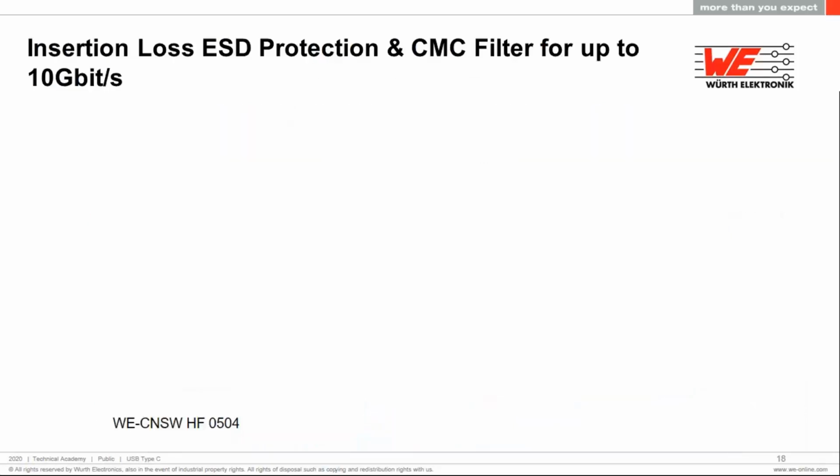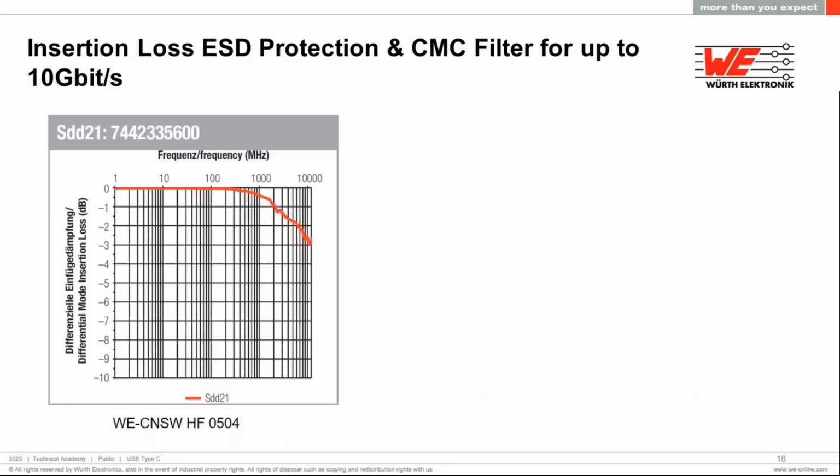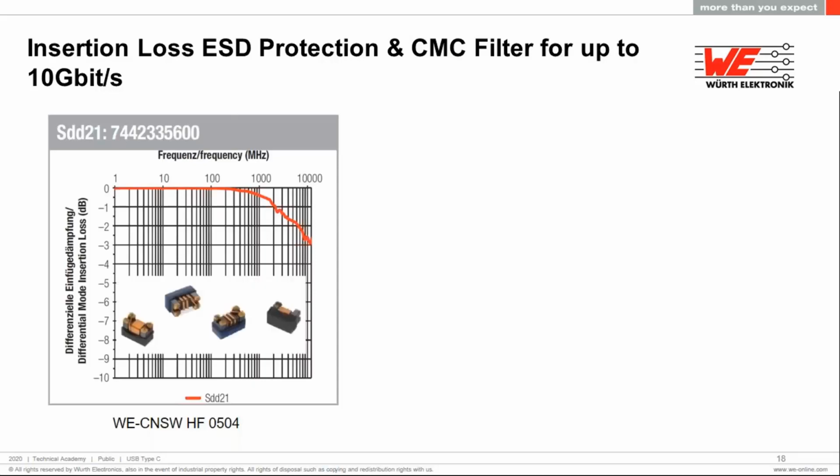So what is important when we look at a common mode choke? We have graphs such as insertion loss versus the frequency. Now, in this common mode choke, which is a high frequency one, we see that we have 3 dB of insertion loss at a very high frequency of 10 gigahertz, which is, according to the USB standard, considered to be very, very low loss. And that is why these types of high frequency chokes are used for high speed.